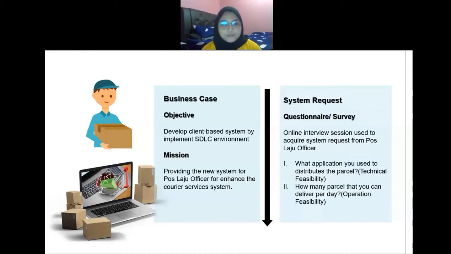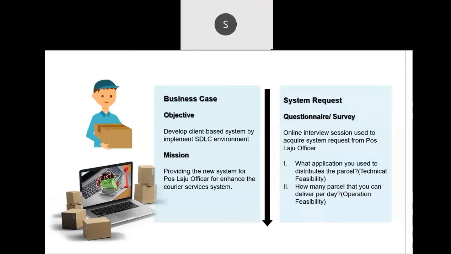So basically, our business case is going to cover all the processes to take before developing our system for POS LAJU services. So this is our objective, which is to develop a client-based system by implementing the SDLC environment, and this is our mission, which is providing the new system for POS LAJU officers, especially for the facility delivery, and to enhance their courier services system.